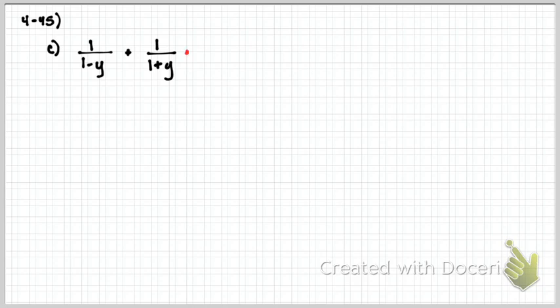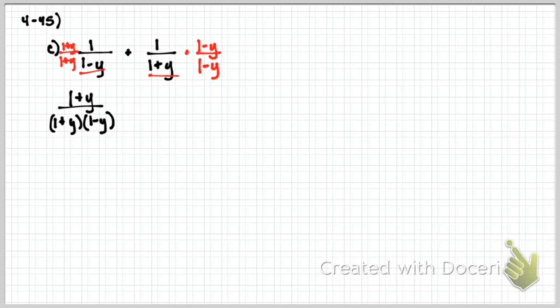So we're going to multiply by the LCD, 1 minus y over 1 minus y, and this will be 1 plus y over 1 plus y, using these two, using the opposites. So when you do this, you'll get 1 plus y over, when you FOIL this whole thing out, 1 plus y, 1 minus y. I'll do it step by step so you can see.